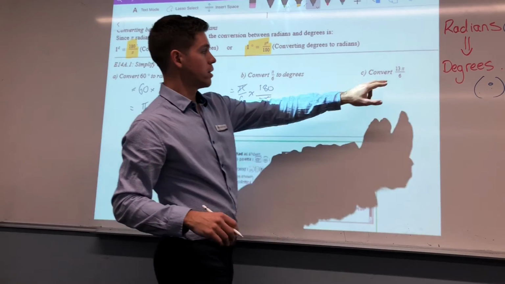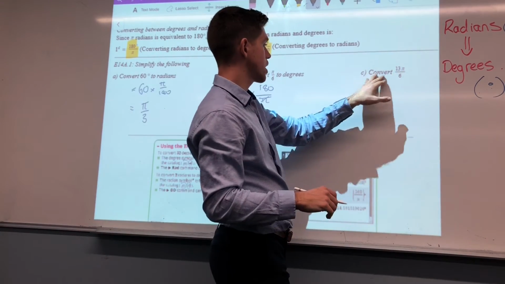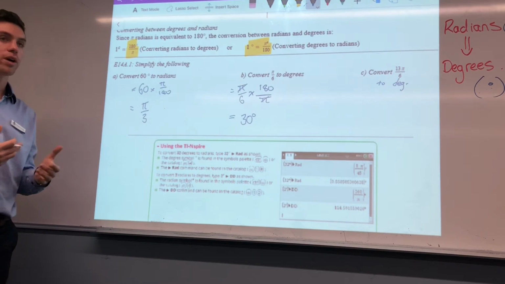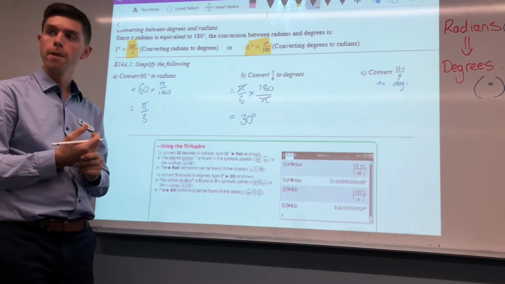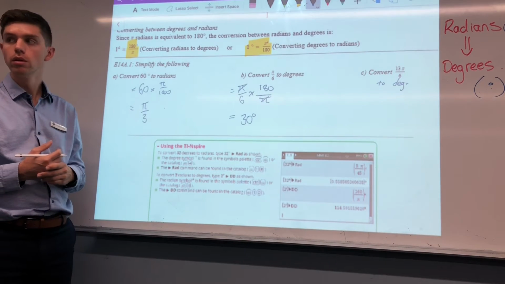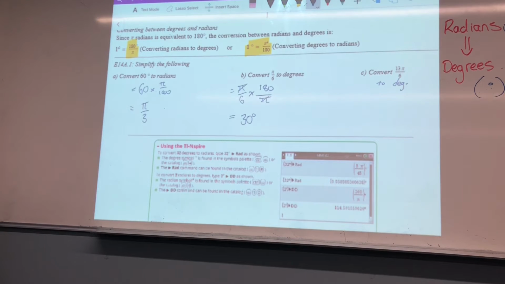We've missed out on a bit of the text here. It should say convert 13 pi over 6 to degrees. Okay, which conversion factor should we use? Radians to degrees, so times 180 over pi. So it's already got pi in it. 13 pi over 6 times 180 over pi.